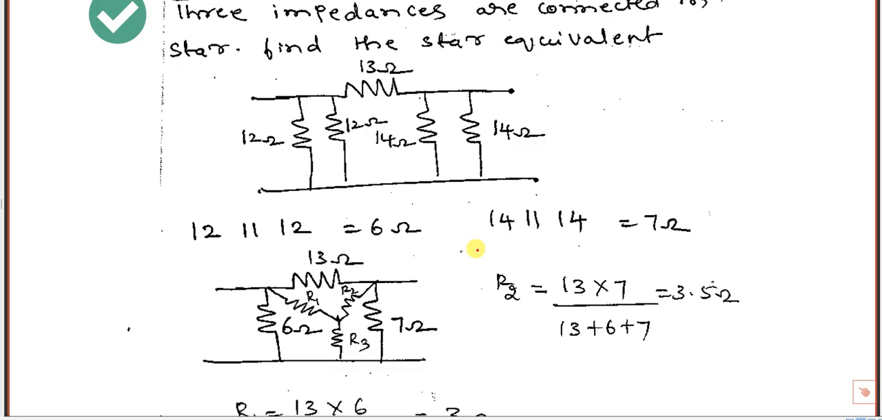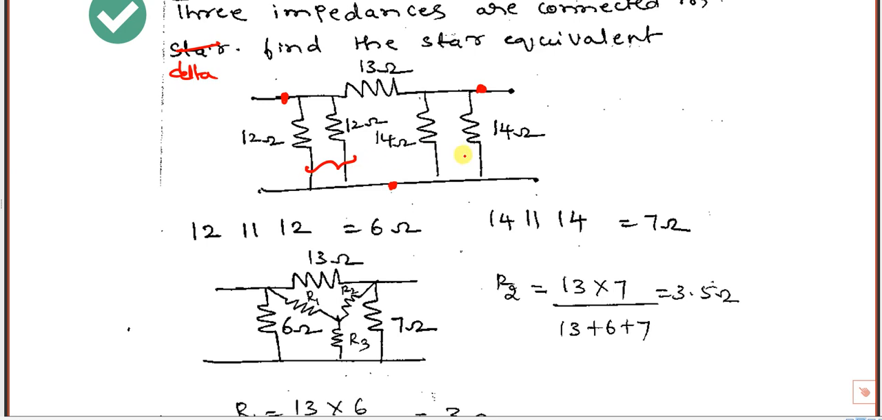Coming to the third: three impedances are connected in delta, not star. Find the star equivalent. Between three nodes we have a delta type. It is delta, I think. You have to find the star equivalent for this.